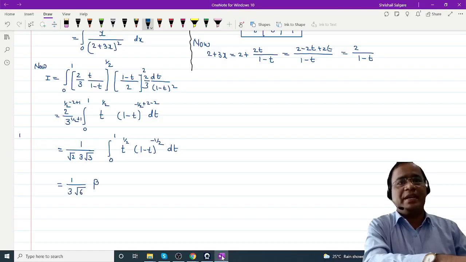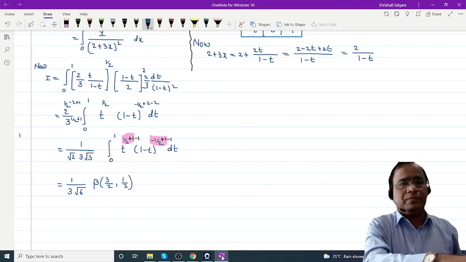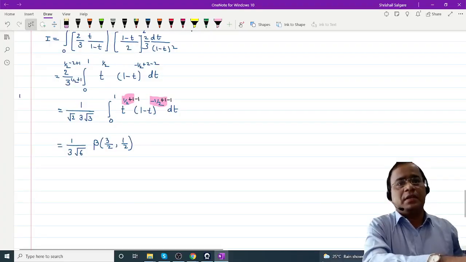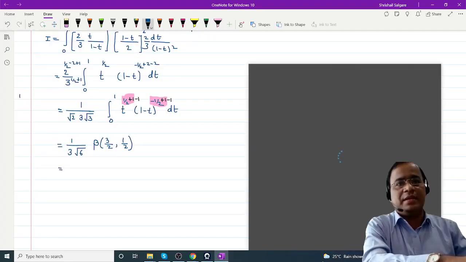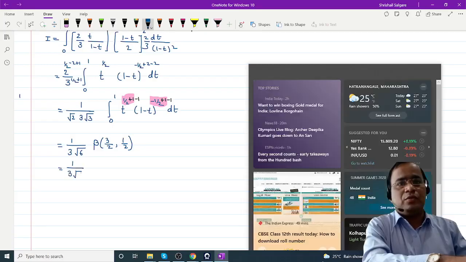This I will write as beta of plus 1 minus 1, plus 1 minus 1, and it comes as the first parameter and it comes as the second parameter. Okay. So it comes as a beta of 3 by 2 and what is the second? 1 by 2. Beta of 3 by 2 comma 1 by 2. Okay. Now further, if you are simplifying, it can be written as 1 upon 3 into root 6.